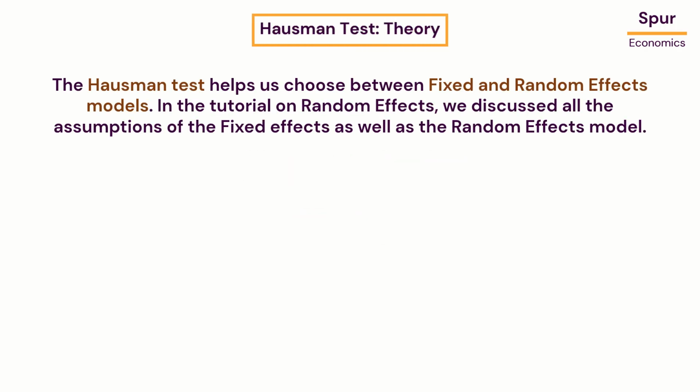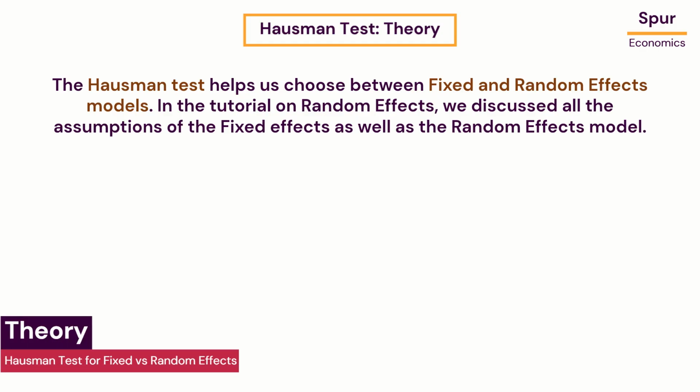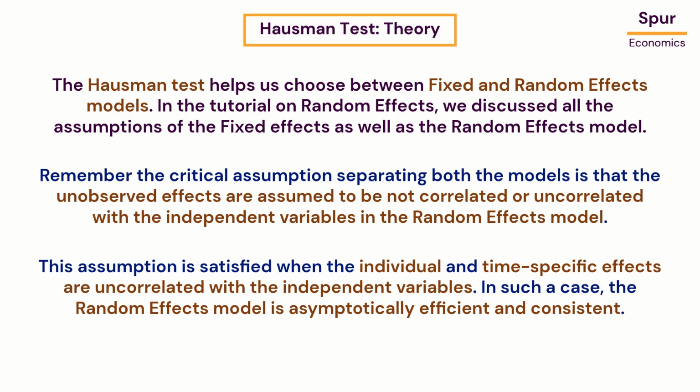The Hausman test helps us choose between fixed and random effects models. In the tutorial on random effects, we discussed all the assumptions of the fixed effects as well as the random effects model. Remember, the critical assumption separating both the models is that the unobserved effects are assumed to be uncorrelated with the independent variables in the random effects model. This assumption is satisfied when the individual and time-specific effects are uncorrelated with the independent variables. In such a case, the random effects model is asymptotically efficient and consistent.